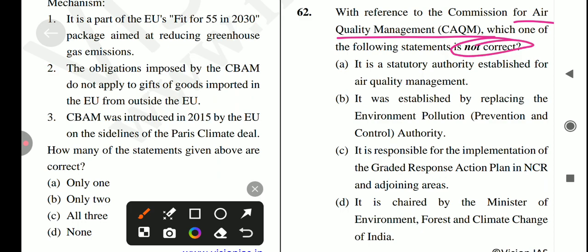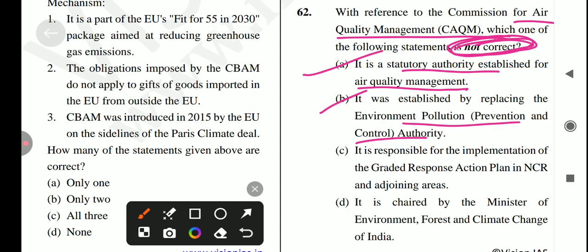Okay, always keep it in mind that whenever you read a question, first check whether it asks for not correct or correct. Okay, what is asked here? Not correct. So the first statement is: it is a statutory authority established for air quality management. Correct statement. Next is: it was established by replacing the Environmental Pollution Prevention and Control Authority. Correct. It is responsible for the implementation of the Graded Response Action Plan in NCR and adjoining areas. It's also correct. Next is: it is chaired by the Ministry of Environment, Forest and Climate Change of India. No.